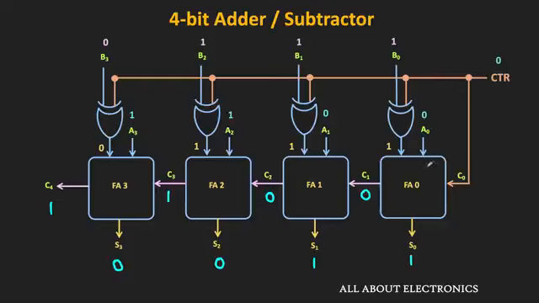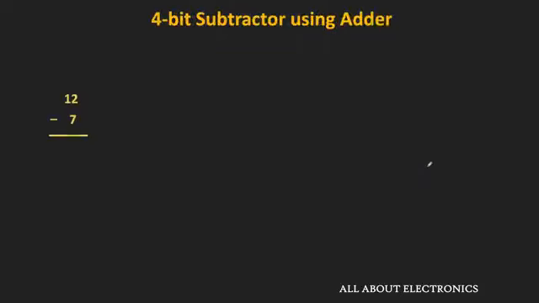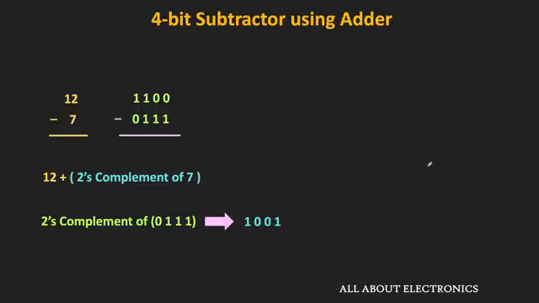Similarly, let us see how we can perform the subtraction. So let's say for the same numbers, now we want to do the subtraction. So in binary, these two numbers can be written like this. So here effectively what we are doing, we are adding the number 12 with the 2's complement of the number 7. And the 2's complement of the number 7 is equal to 1001. That means effectively we are adding this 1100 with 1001. And earlier, as we have seen, the result should be equal to 0101.